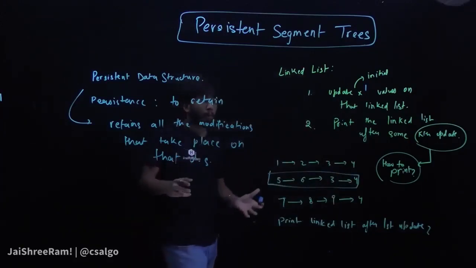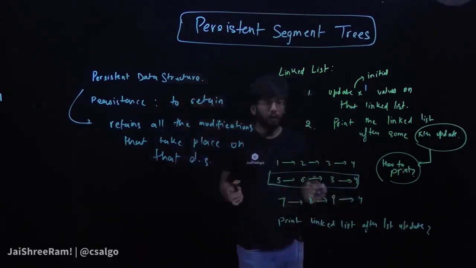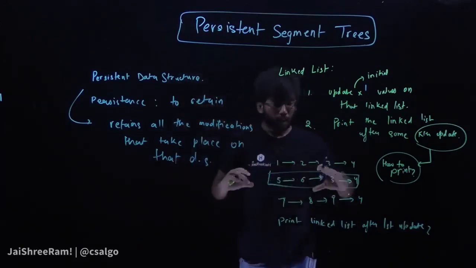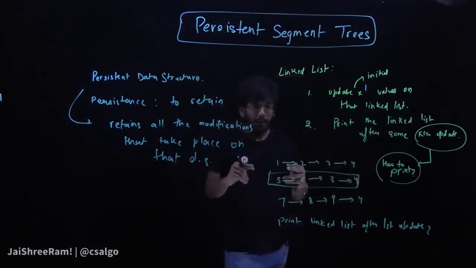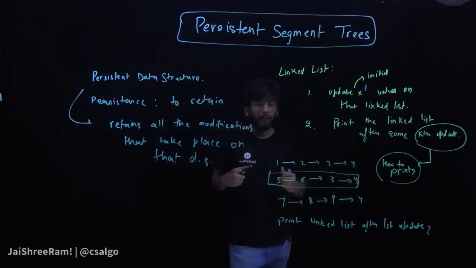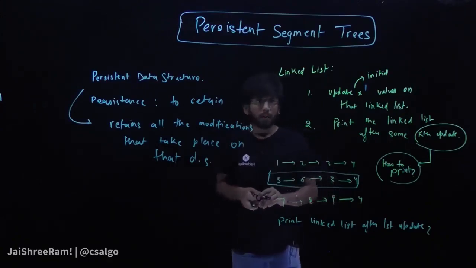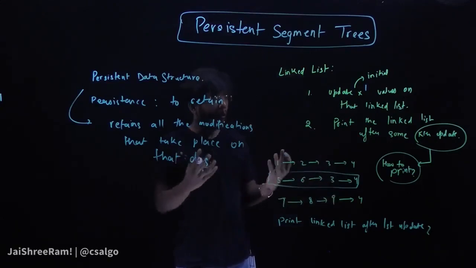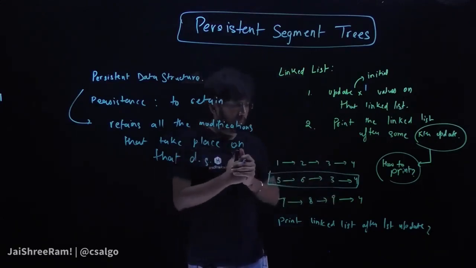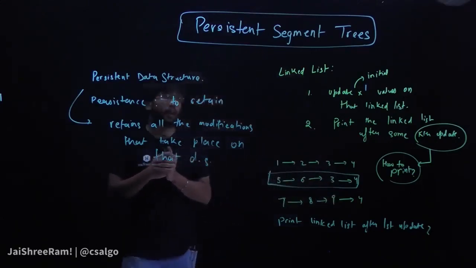So this is how a persistent data structure works. It doesn't keep the updates in place. It actually does an update and then we can retrieve any update because it retains all the updates that are done on that data structure. So now how to optimize the usage of a persistent data structure, that's the question for the day.